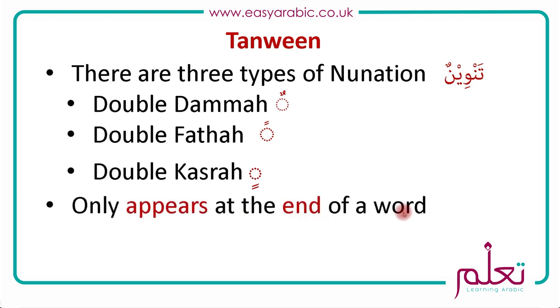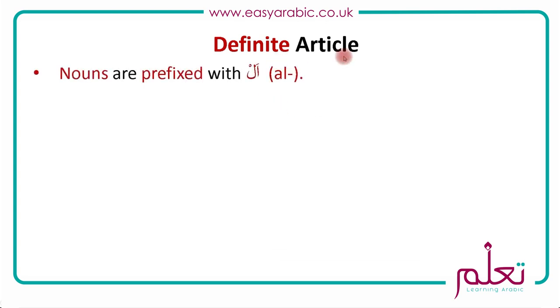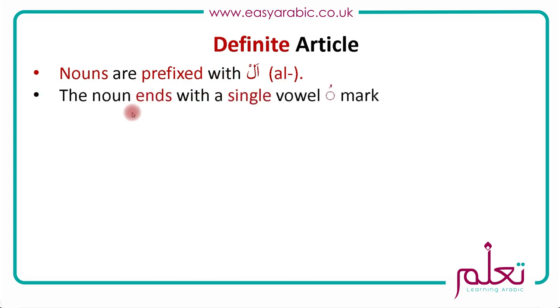Okay. So before I go into the 10 different types of tanween, the three different nunations, I'm just going to cover quickly what the indefinite and definite articles do. So in Arabic, the definite articles, like we saw before, the nouns are prefixed with al. Okay, there will be a separate lesson on definite and indefinite articles, but I just want to highlight this now. Nouns are prefixed with al, and the noun ends with a single vowel mark.